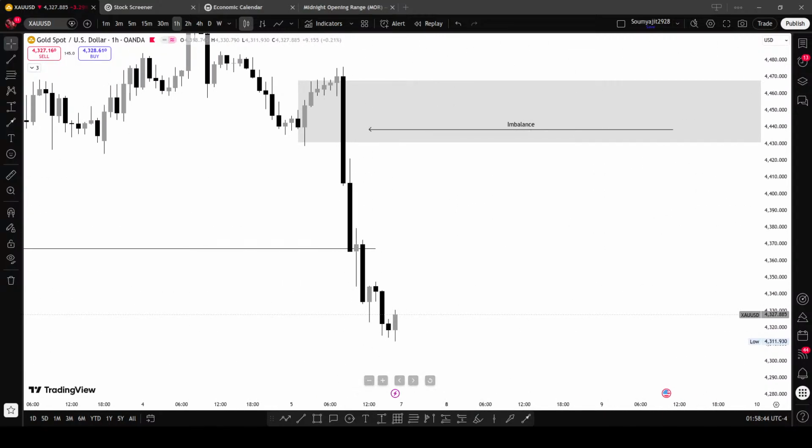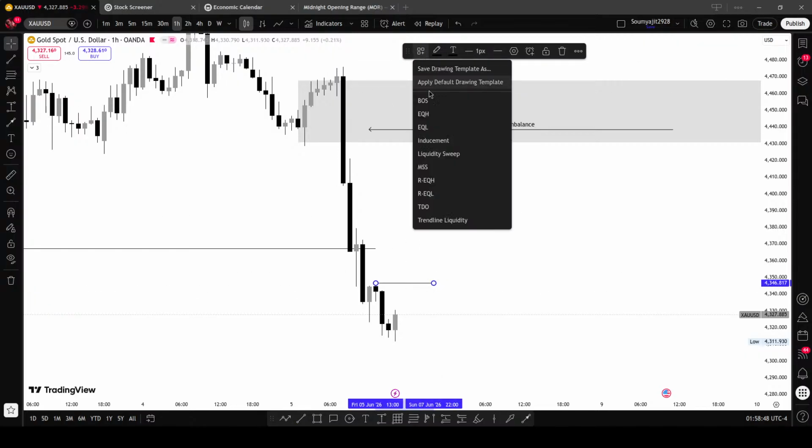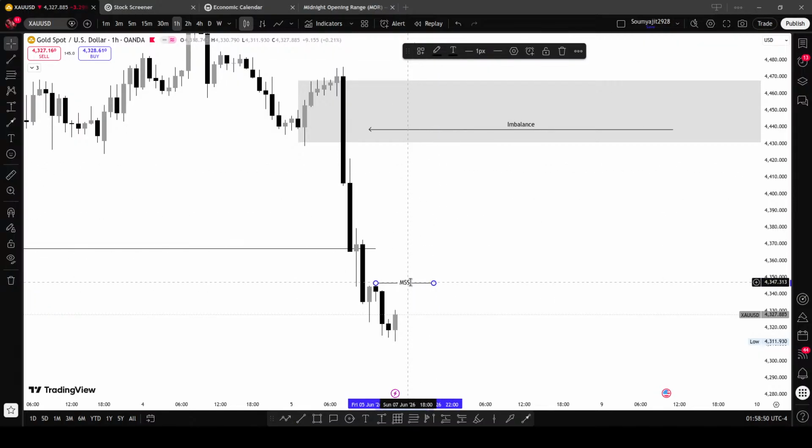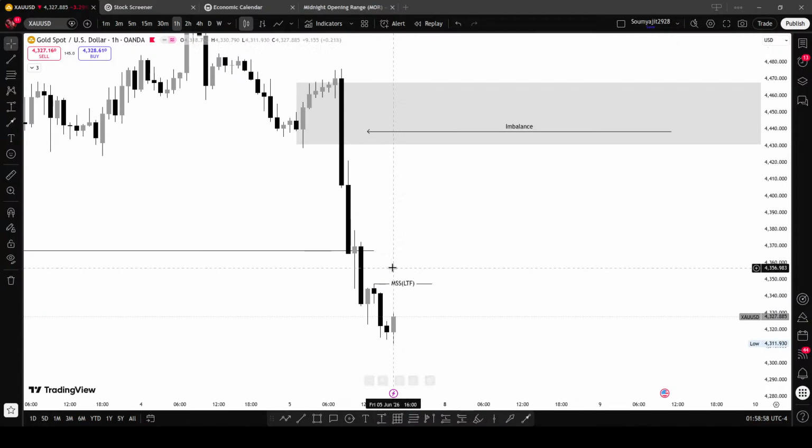For retracement purposes, I would like to see a break above this particular high to see a lower time frame market structure shift that can be used for taking buy trades, buy setups, all the way up here.